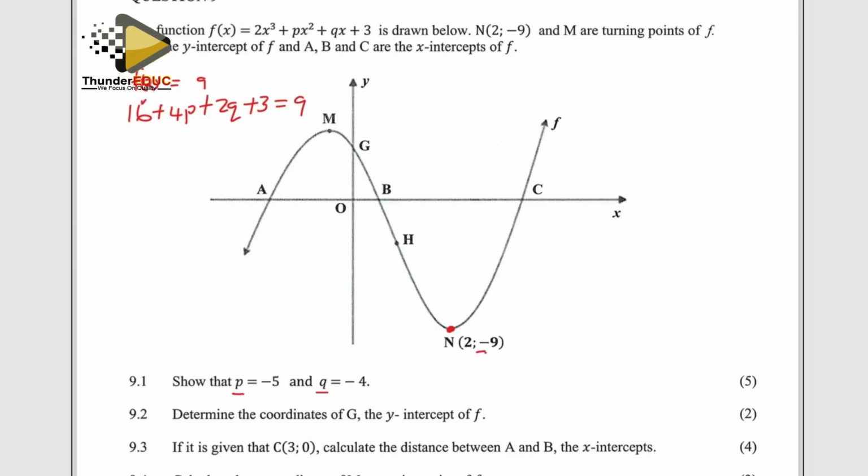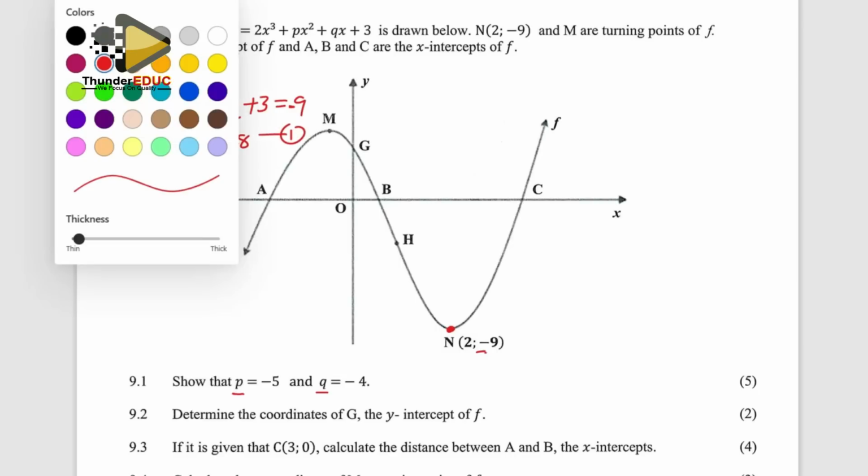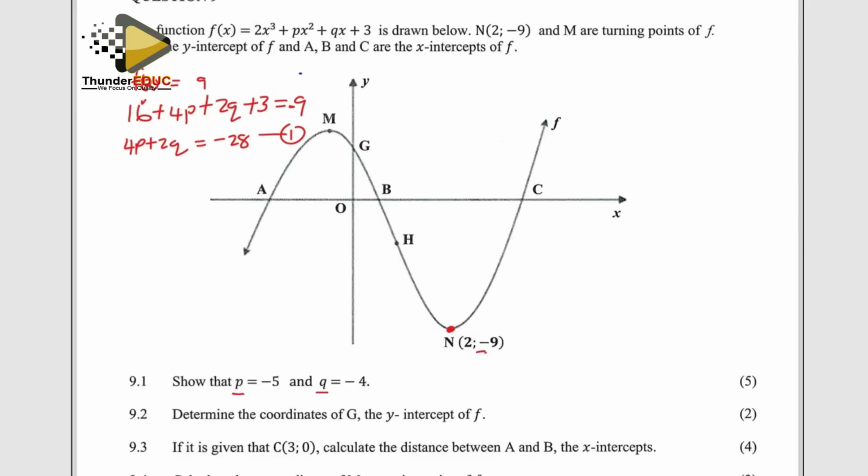I know that 16 plus, no, it's a negative 9. Okay, 16 plus 3 is 19, so 4p plus 2q, I need to move it that side, it's going to give me negative 28. Let me take that to be my first equation. Then let me get the first derivative. Okay, f prime of x is going to be 6x squared plus 2px plus just a q.